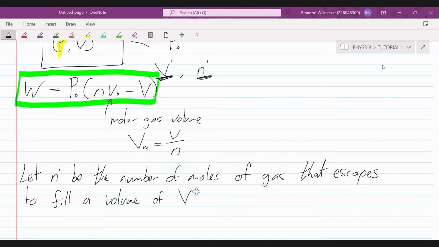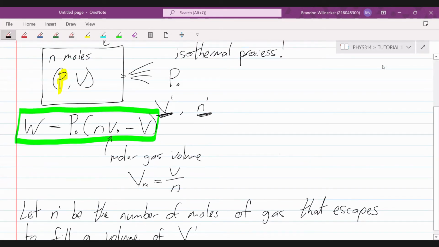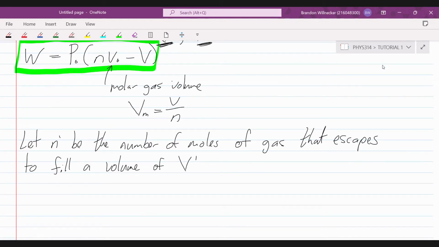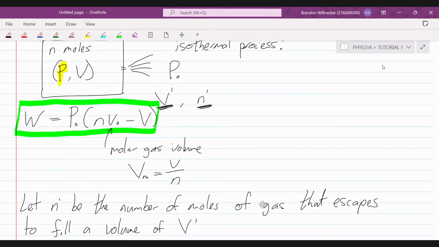So you can put a little measuring device at the end there if you want. After some time T, N prime moles of gas will have leaked out. If you collect that gas, it will fill some volume V prime. After some time, N prime is going to be N minus N naught. So that's the difference in the moles. That's how much escapes.